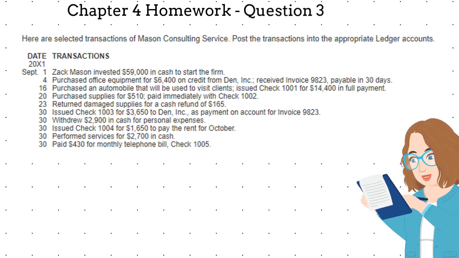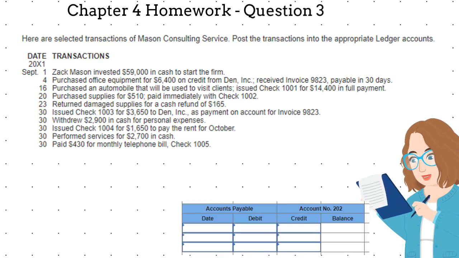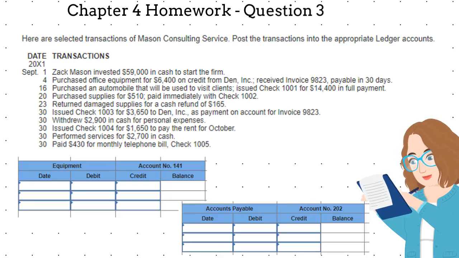Let's do that now. Let's write the date, and the debit of $6,400 into the equipment account. Next, let's write the credit part of our journal entry into the accounts payable account by writing the date and then $6,400 into the credit column.